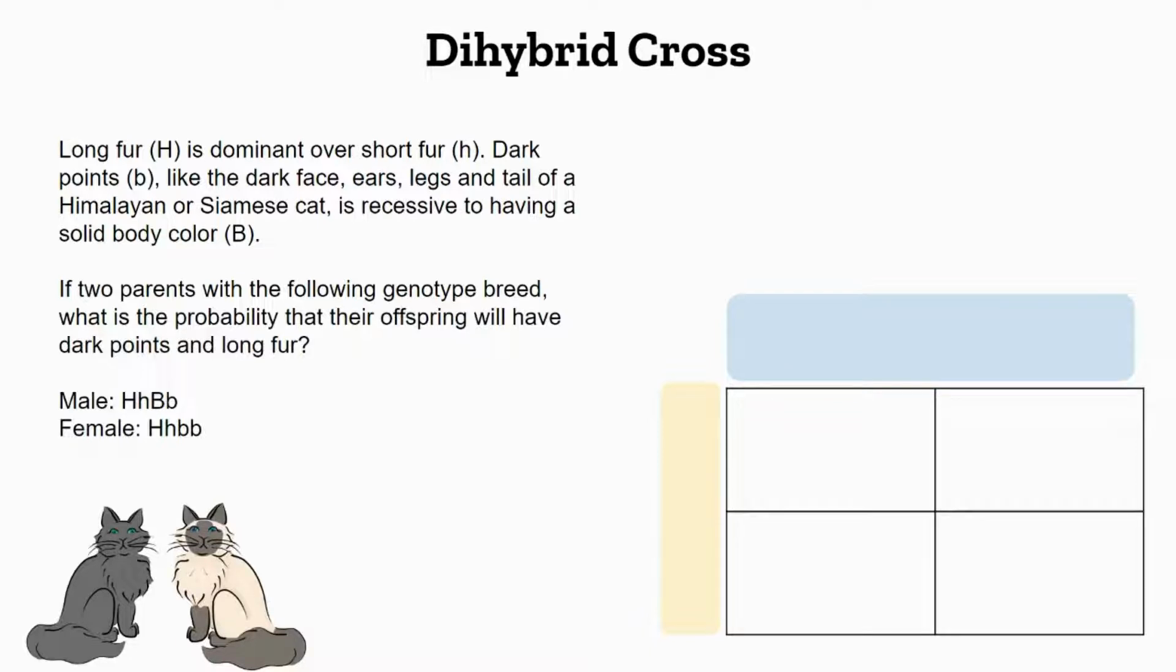Long fur is dominant over short fur. Dark points, like the dark face, ears, legs, and tail of a Himalayan or Siamese cat, is recessive to having a solid body color. If two parents with the following genotype breed, what is the probability their offspring will have dark points and long fur? Now, instead of completing a monohybrid cross, we've been asked to create a dihybrid cross, or to determine the chance of two different traits being inherited together.